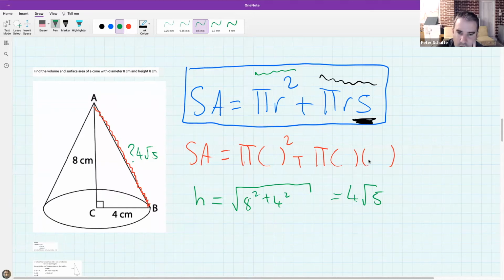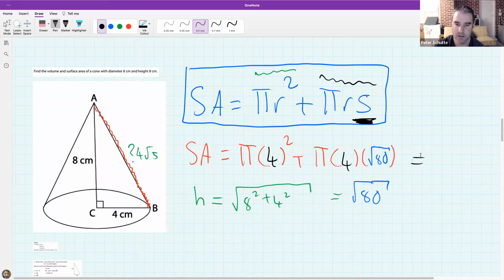What would I rather leave it as? 8 squared is 64 plus 16. It's easier to leave it as square root 80, now that I think about it. That's the easiest way to have it in the calculator. So I would make that square root 80. And then this has to be 4, and that has to be 4 because it's the radius. So what are we going to get for my final answer? It could be in terms of pi, or in terms of decimals. You'll get 16 pi for the first bit plus pi times 4 times root 80.